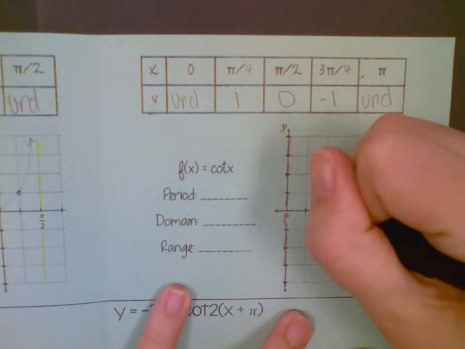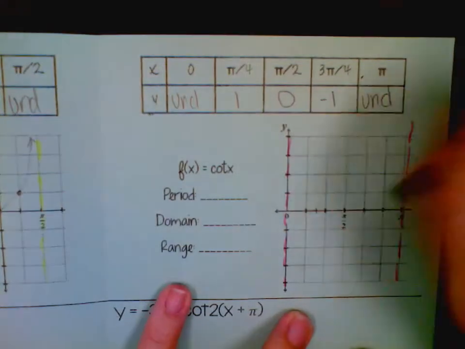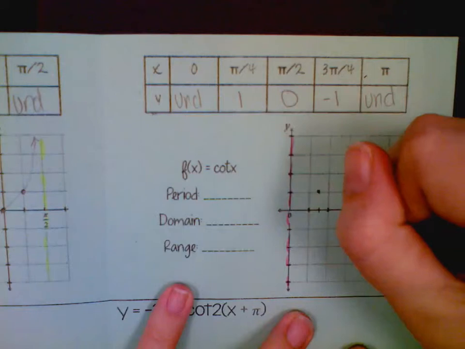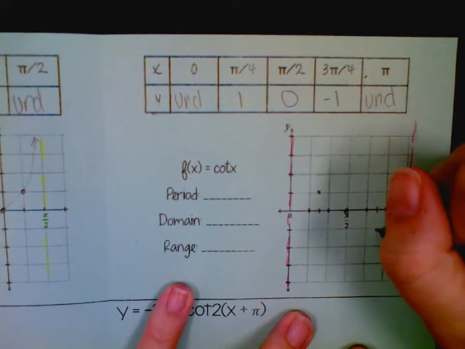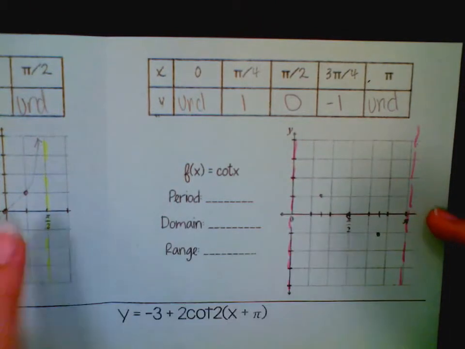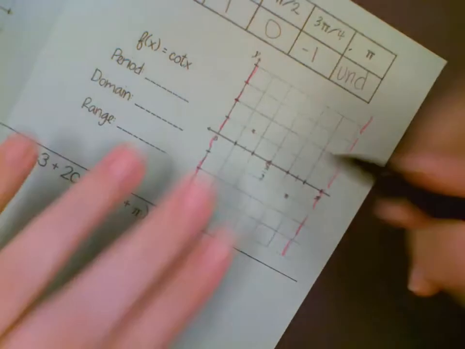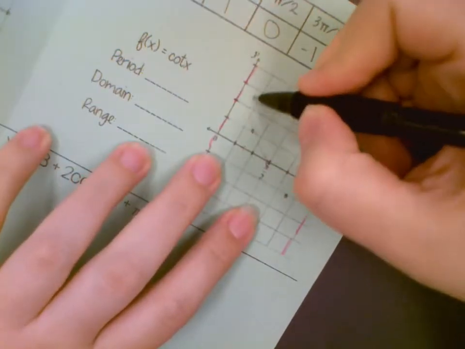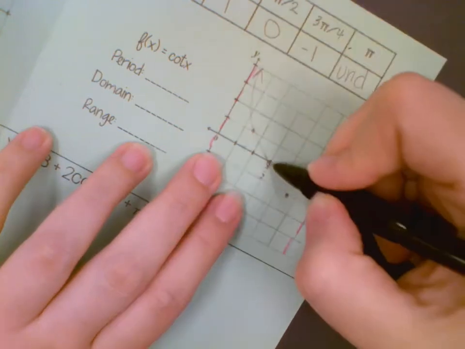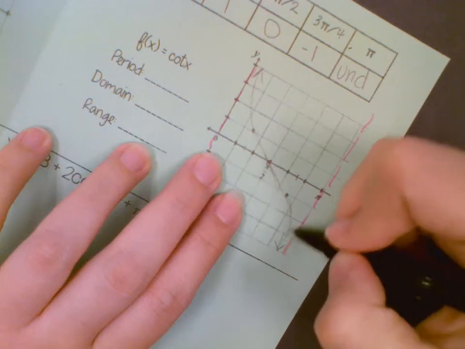At pi over 4, we're at 1. This graph is wider than the other one, so it's going to make it look way different than tangent, but it's not really that different. It looks more stretched out, but that's because our graph is covering a bigger interval. Okay, so if we connect those points in the same kind of curve that we did for tangent, we would have something like this.